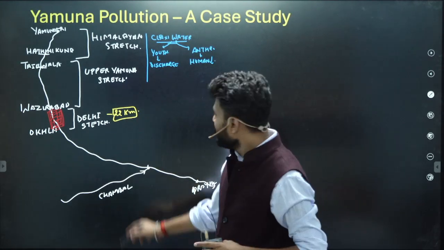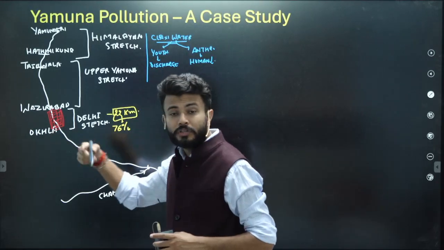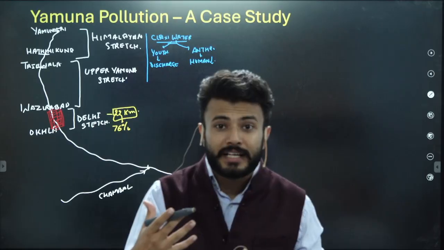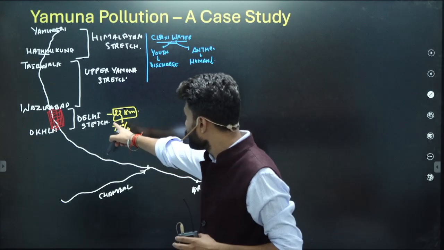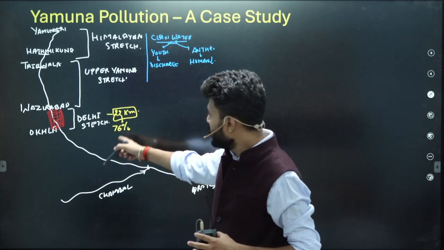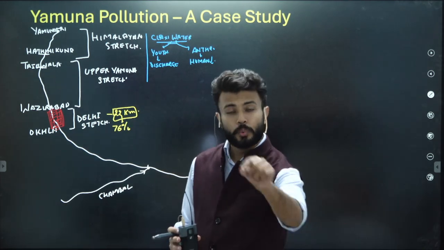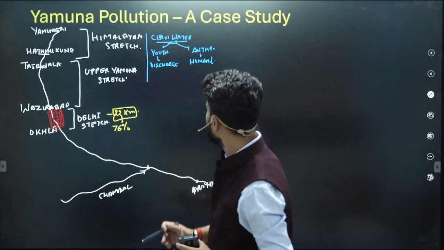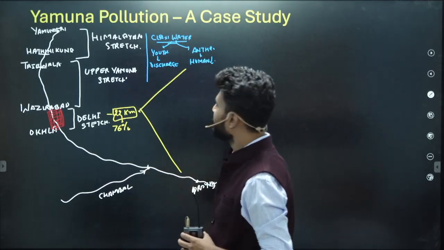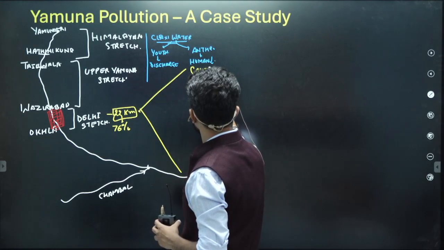On the contrary, this is responsible for 76% of the total pollution in river Yamuna. Now just understand the severity of this particular stretch when it comes to river Yamuna pollution. Are you getting it? 22 kilometers of length responsible for 76% of river pollution. Why? What are the reasons responsible for this? So we need to understand this in a much more detailed manner, what basically the causes are.